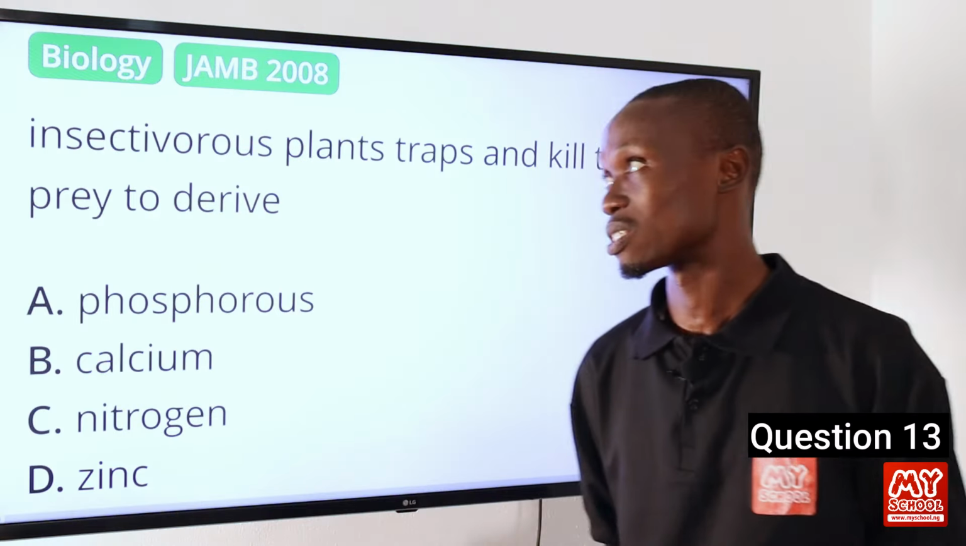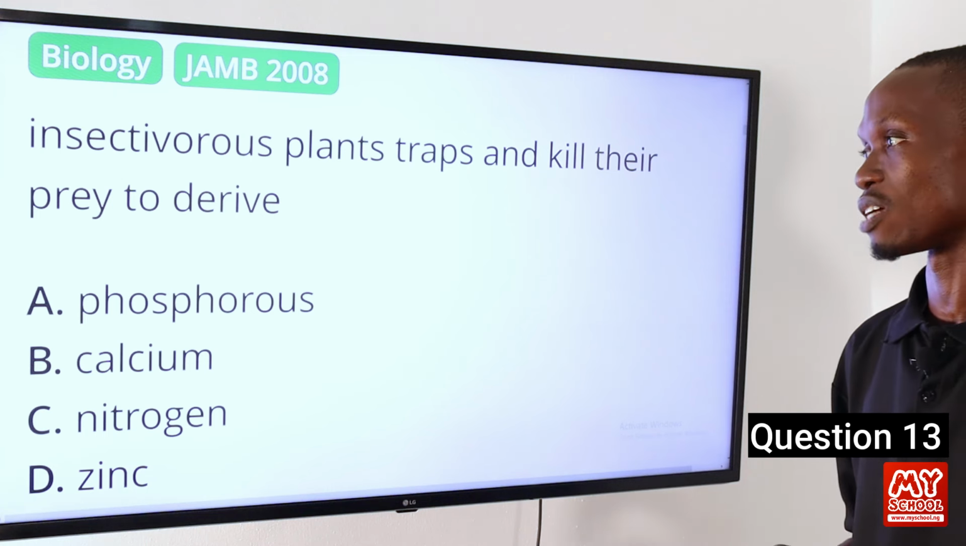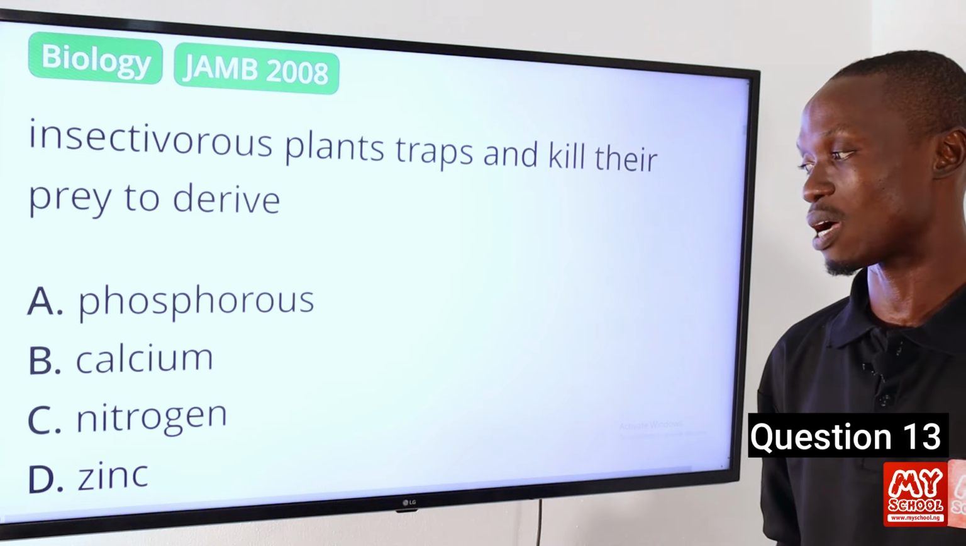Moving on to question 13. Insectivorous plants trap and kill their prey to derive dash. A, we have phosphorus, B, calcium, C, nitrogen, and D, zinc.